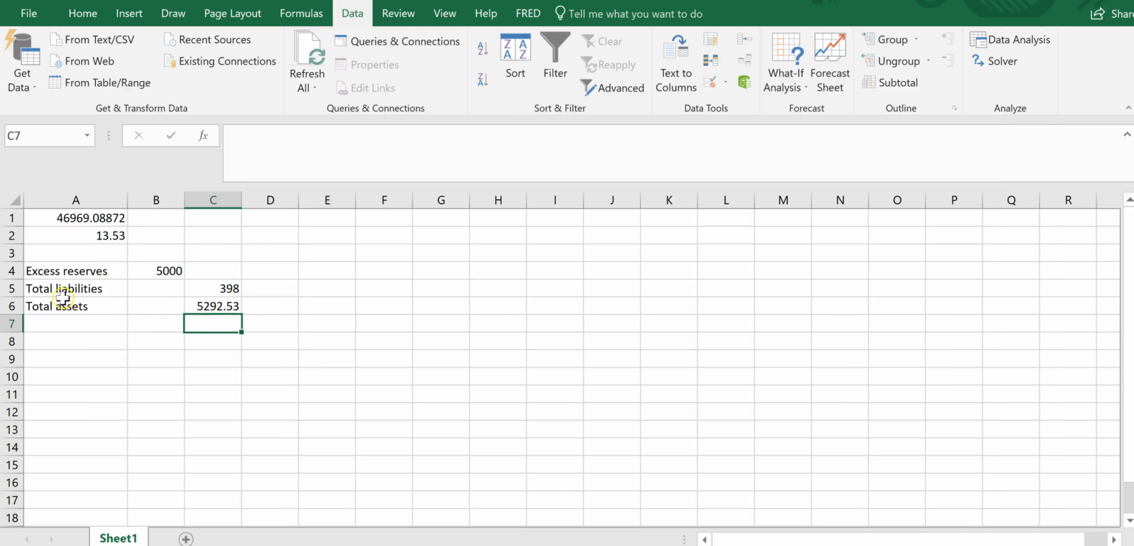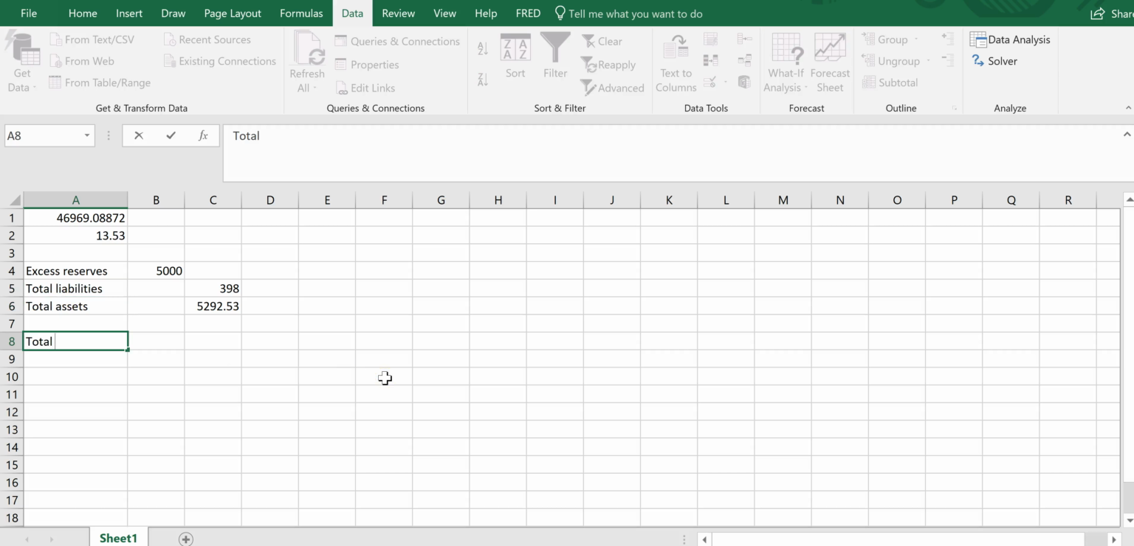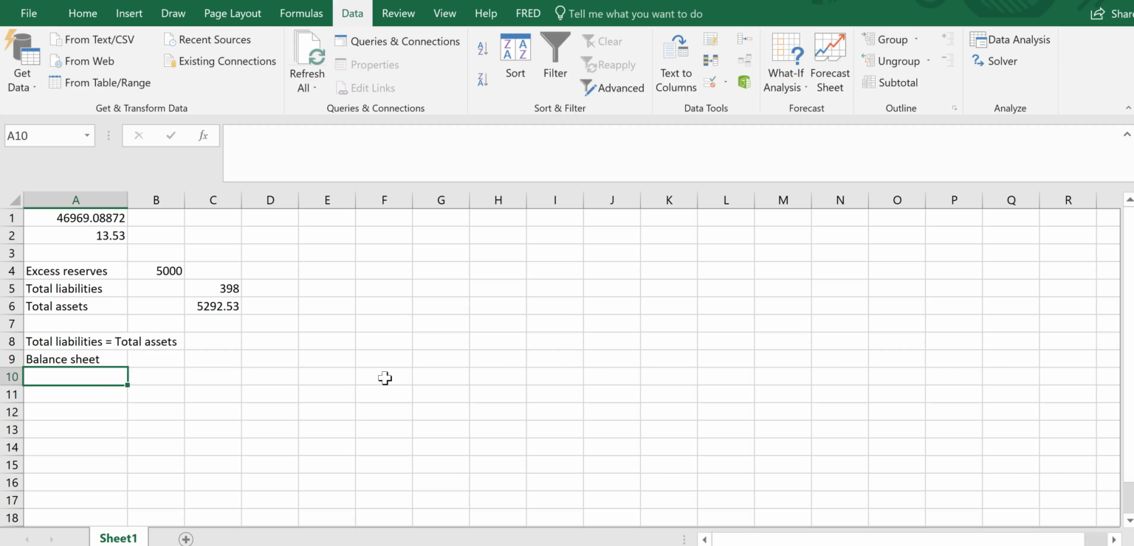So as we said, balance sheet means that total liabilities has to be equal to total assets. That's what the balance sheet means. Right? But right now you can see obviously these two are not equal. And the reason, of course, is because I assumed an arbitrary number for these excess reserves.